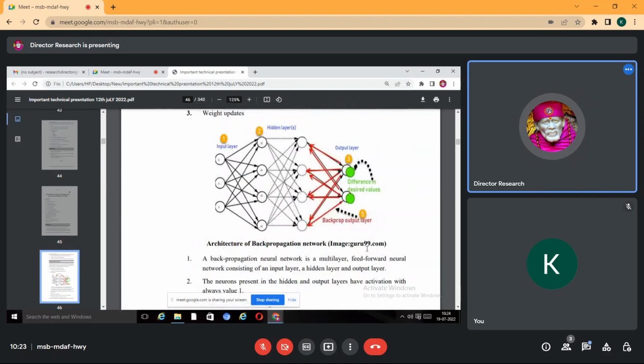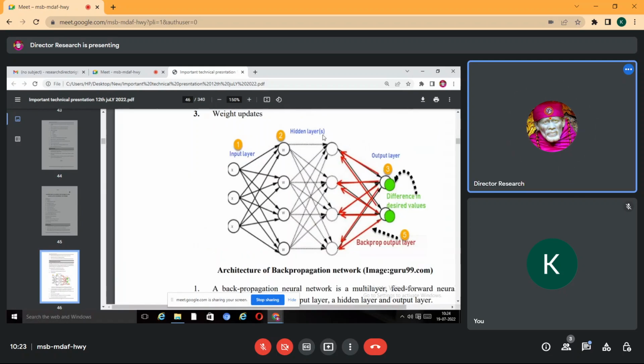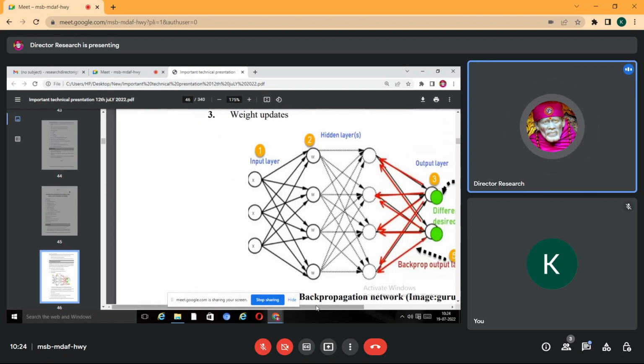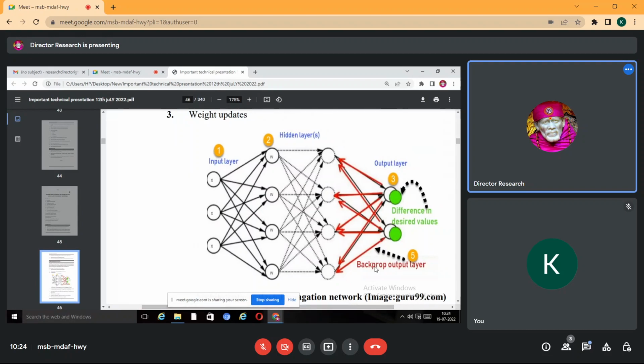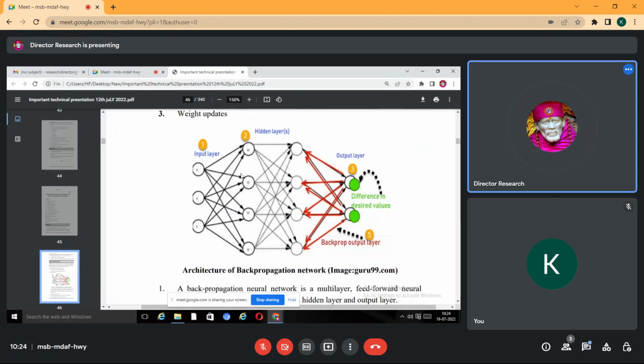Architecture of backpropagation network, like this. Input layer, just examine the diagram. Hidden layers. Observe the input layer section, the hidden layer section, and the output layer, the difference in desired values, and the backpropagation to the output layer. Examine the different layers here. The architecture of the backpropagation network you can observe very clearly.